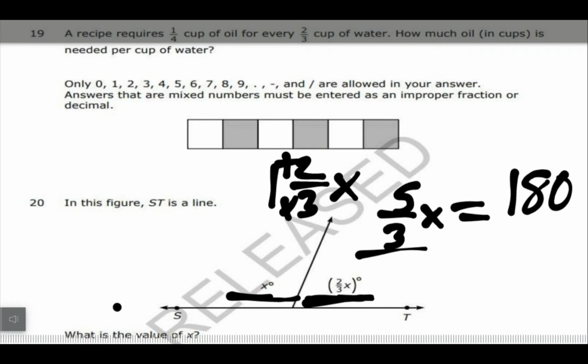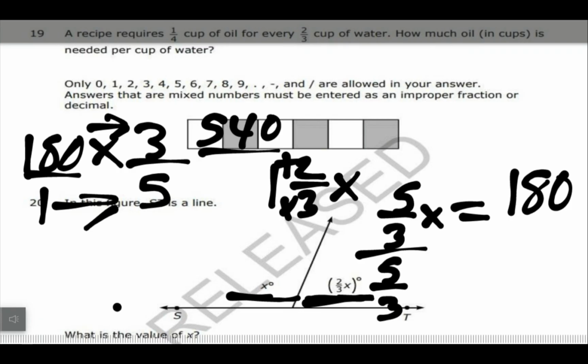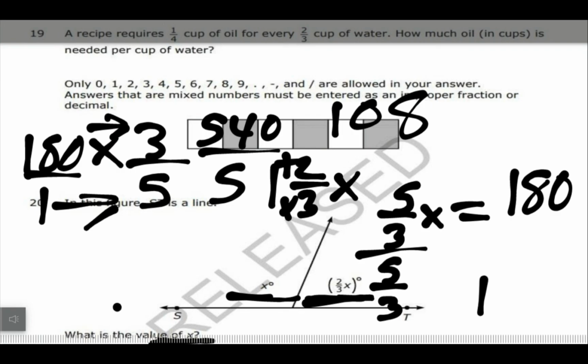All right, and then I want to get rid of the 5/3 by dividing. Oh, I ran out of room. Let me do it over here. So then remember, I got to change it to multiplication and flip the 5/3 to 3/5. All right, I can make this a 1, multiply across. So 180 times 3 is 540. And then 1 times 5 is 5. So I want to do 540 divided by 5, and that gives me 108. Okay, it does say what's the value of x here. So it'd just be 108.